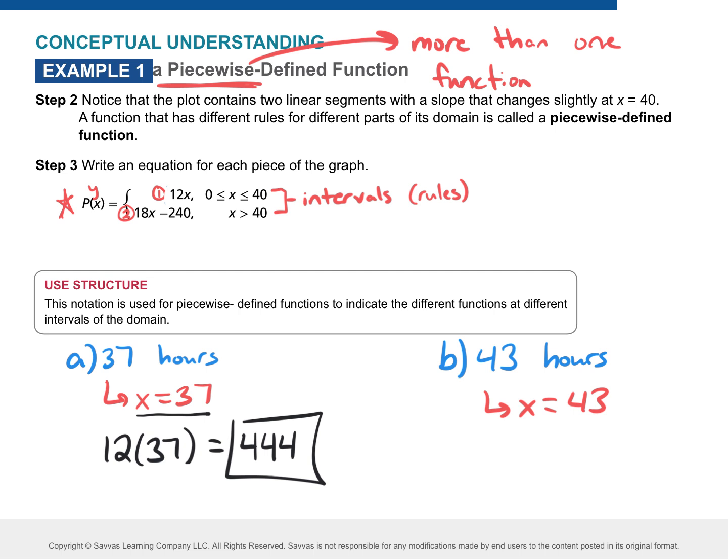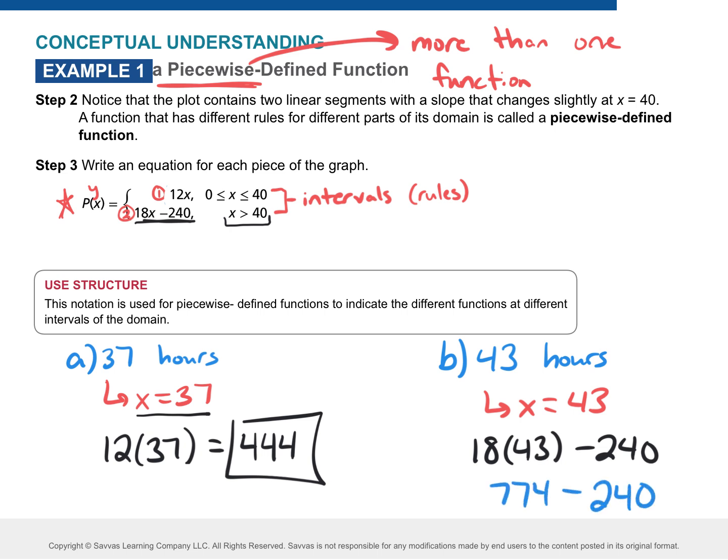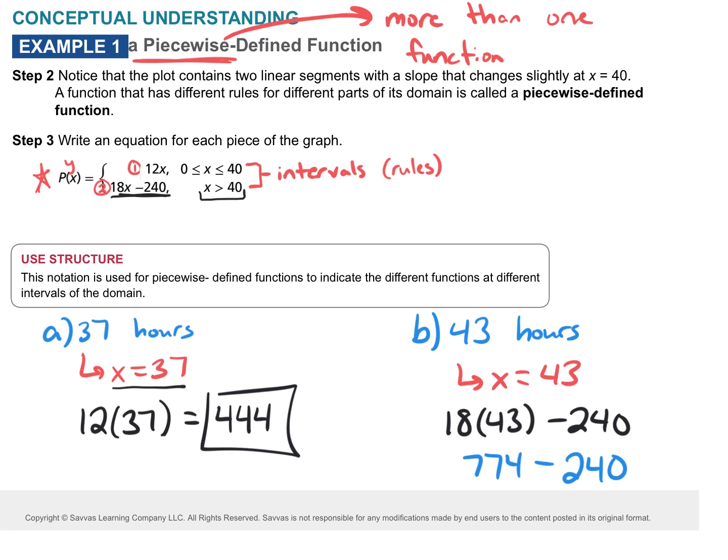Here it tells us 43. A lot of you, just because it's what we just did, did 12 times 43 at first. Why can I not do that? Because 43 does not fall between 0 and 40. 43 is greater than 40. So which equation do we have to use? We have to use the second one. So we have 18 times 43 minus 240. I know some of you just have the answer. We get 774 minus 240. What's our final answer here? 534. Thank you.